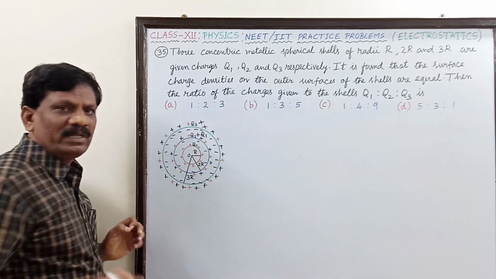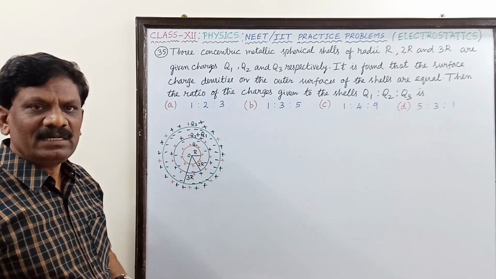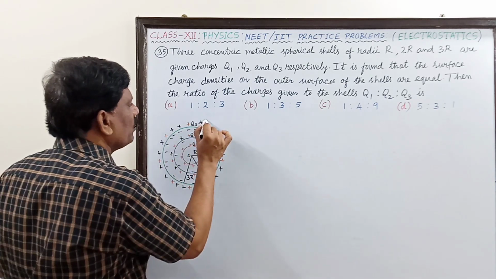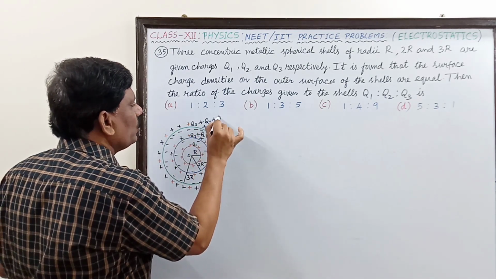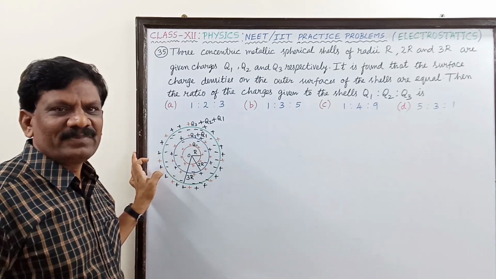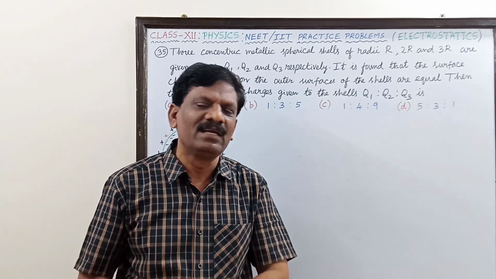In addition to that, how much charge are we actually giving to the third shell? It is Q3. Okay. So in addition to Q3, Q2 plus Q1, the induced charge also gets added up. Yes, my dear students, now understand. Look at the picture once again.